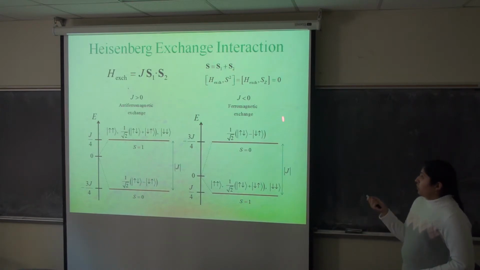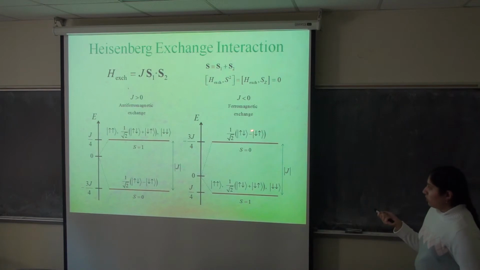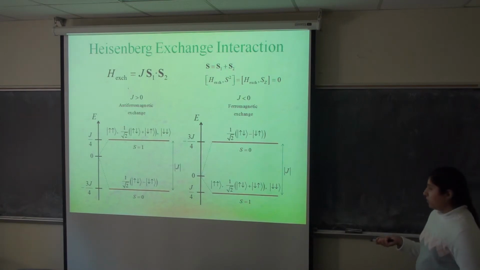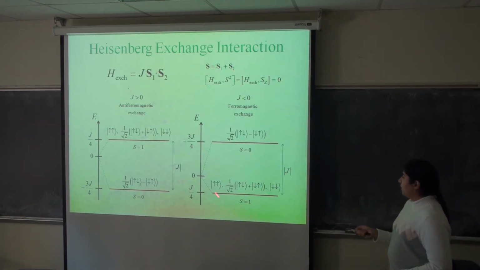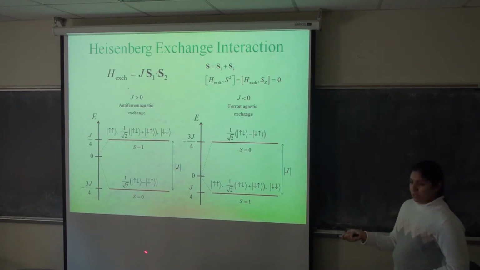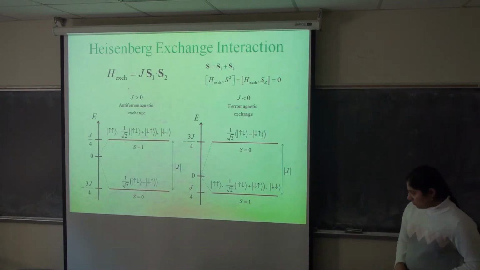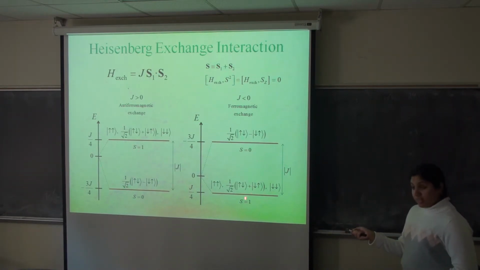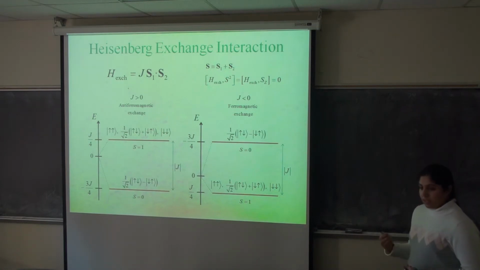On the other hand, if J is negative, then we have ferromagnetic exchange, and in this case, the ground state has the maximum possible total spin of 1, and it consists of the 3 triplet states. And in both cases, the energy splitting is given by the magnitude of J. And here you can see that the spectrum for the ferromagnetic exchange is essentially the inverse of the spectrum for the antiferromagnetic case. So also, this singlet state and this particular triplet state are examples of Einstein-Podolsky-Rosen, or EPR pairs, which are entangled states.